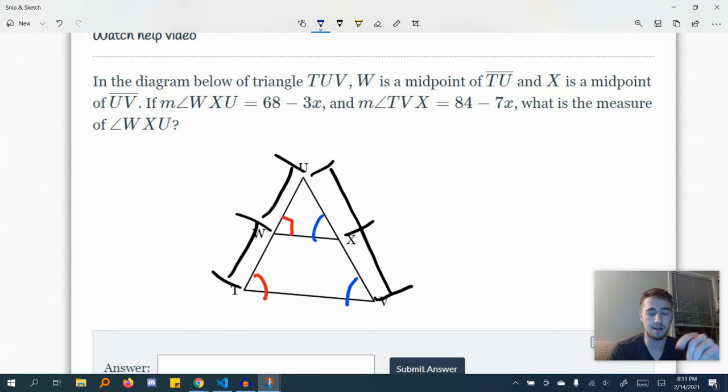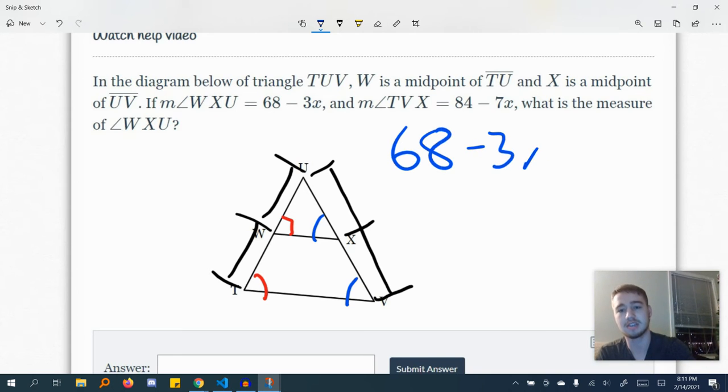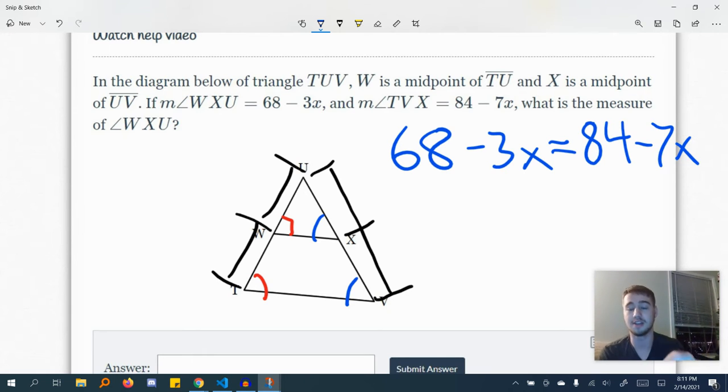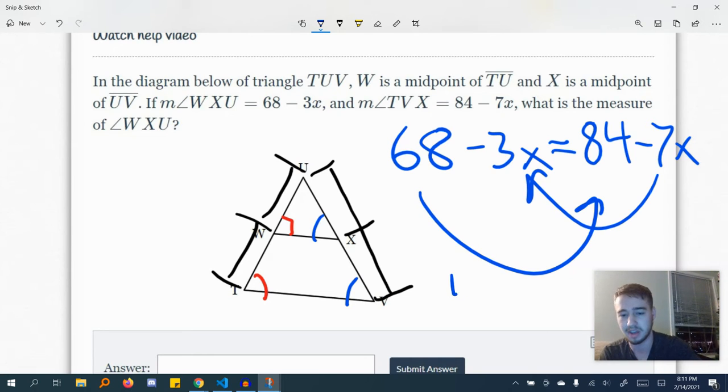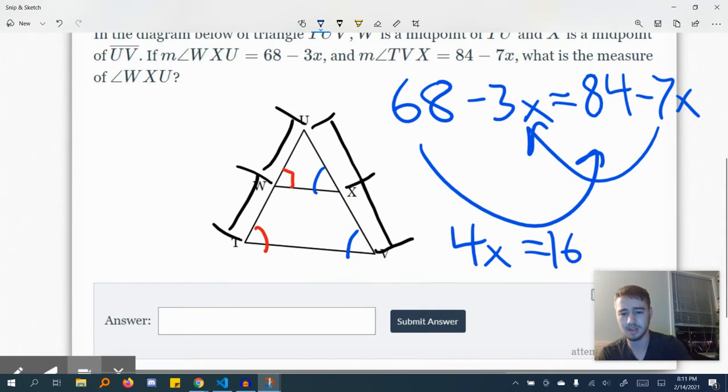Now, what we are given are two blue angles, WXU and TVX. And since they are on the same side of the triangle, we know they are going to be the same angle. So we know that 68 minus 3x equals 84 minus 7x. All we need to do now is rearrange and solve. Move this over, move that over. We get 4x equals 16. So we have x equals 4.